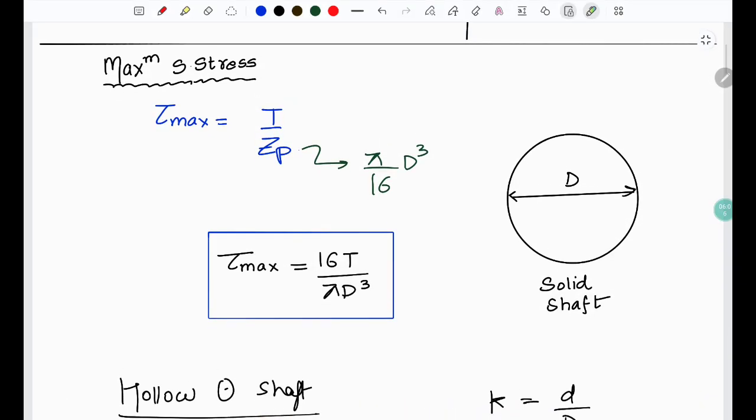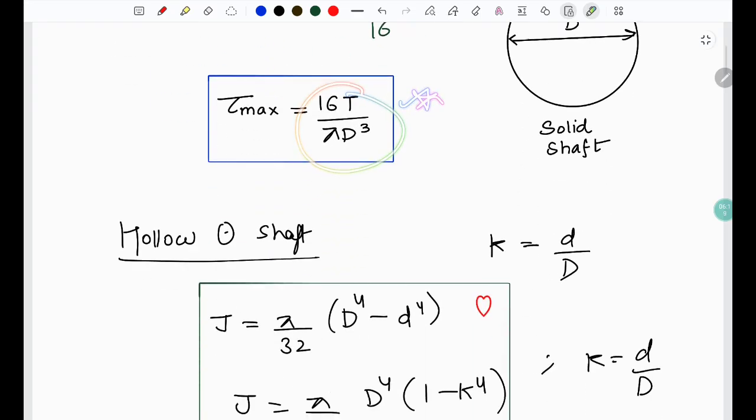Again, we have maximum shear stress, tau max, given by T by Zp. For solid shafts, Zp is pi by 16 d cube. Therefore, tau max for a solid shaft is 16 T by pi d cube. This formula comes in handy.